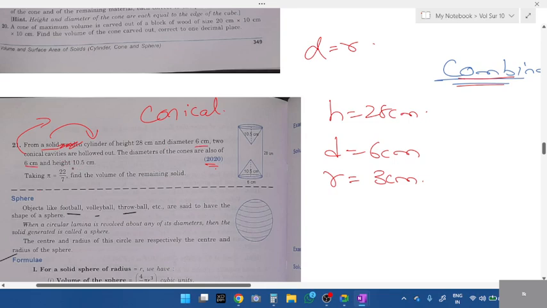What is the height of the cone, students? What is the height of the cone mentioned here? 10.5. How many cones are given? One cone or two cones? Two cones. Where's the question here? Taking pi is equal to 22 by 7. So pi, if they mention 22 by 7, take according to value. If not, take 3.14.